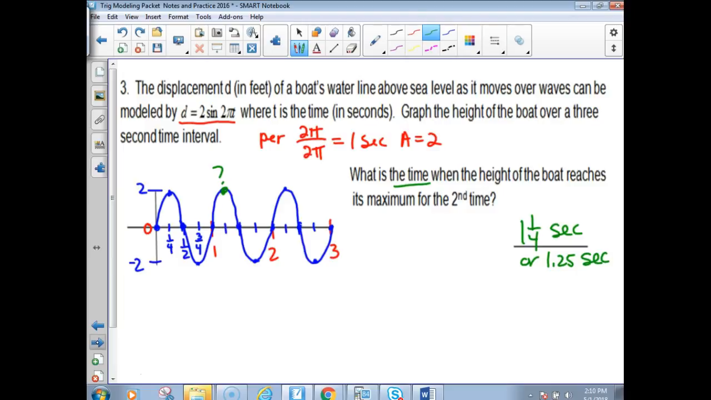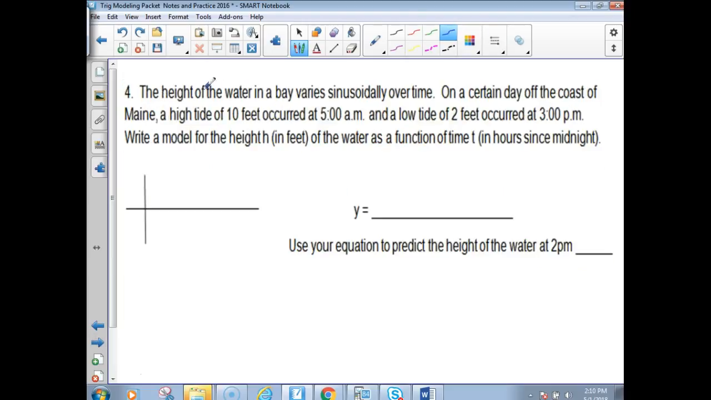All right, number 4. The height of the water in a bay varies sinusoidally over time. On a certain day off the coast of Maine, a high tide of 10 feet occurred at 5 a.m. and a low tide of 2 feet occurred at 3 p.m. Maybe we better think about that right away and think about the points. Now I'm going to think about hours. It says, write a model of the height in feet of the water as a function of time since midnight. So time 0 is going to be midnight.